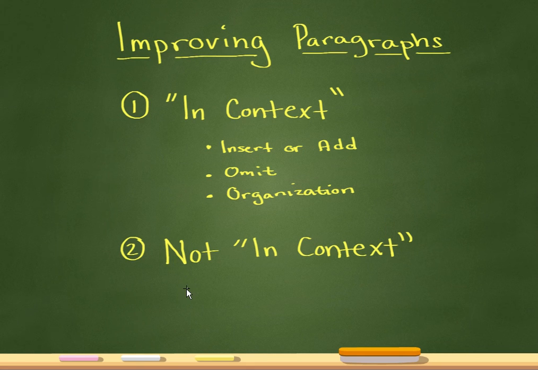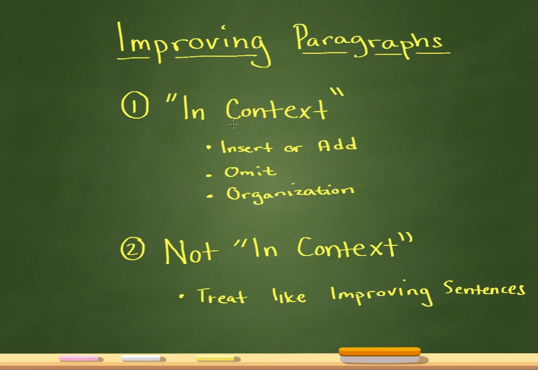So actually these you can treat just like the improving sentences. So all the rules that we learned for the improving sentences, you can apply to the not in context questions. Now, some questions that might not say in context explicitly are insert or add questions, omit questions, or organization questions. Insert or add questions will ask you to either insert parts of a sentence into an existing sentence or add an entirely new sentence into your passage altogether.